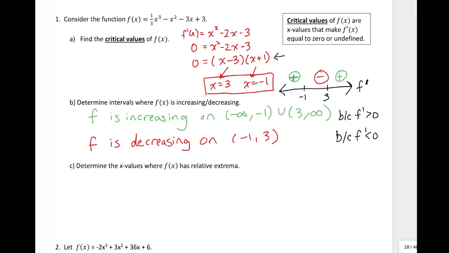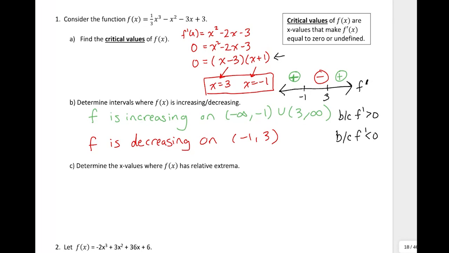And like we said on the front page, if the graph of f is increasing followed by a segment that's decreasing, you're going to have a local maximum there. And if it's the other way around, where it goes like a negative slope followed by a positive slope, then you're going to have a local minimum there.